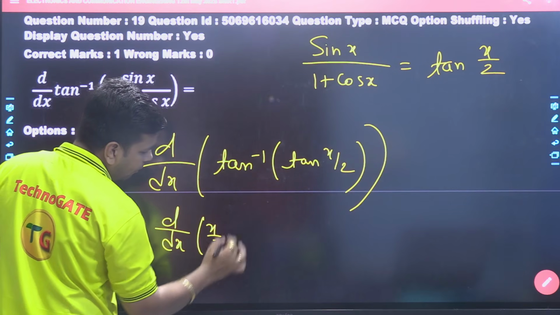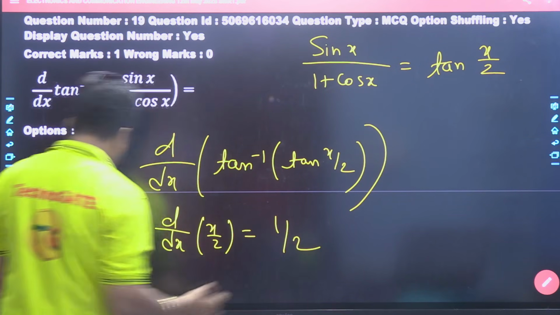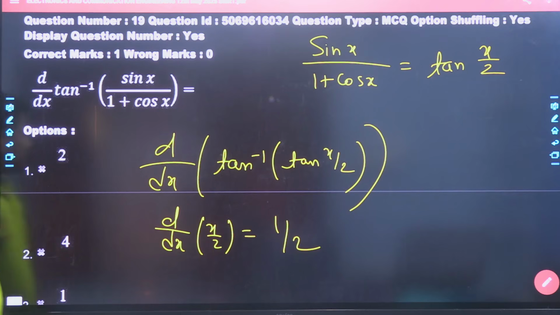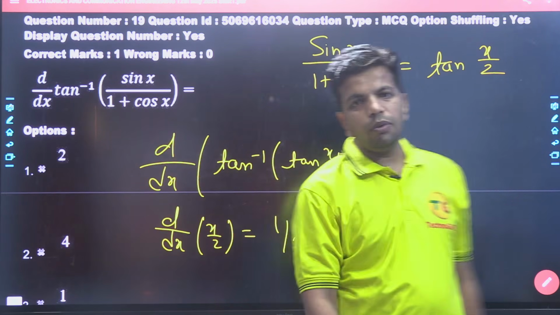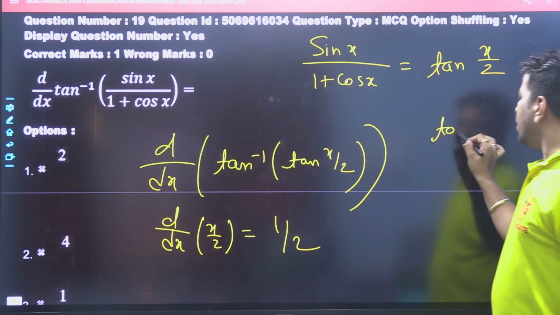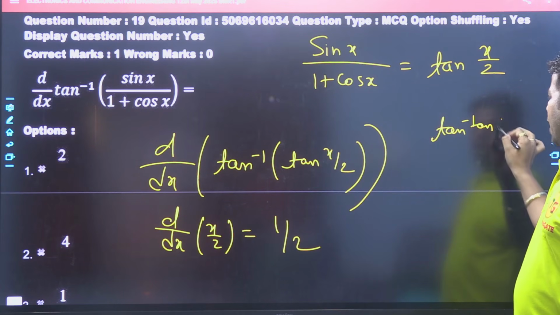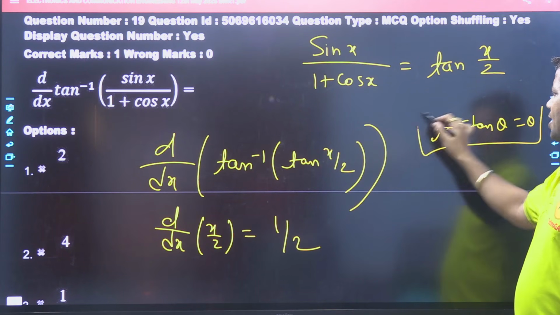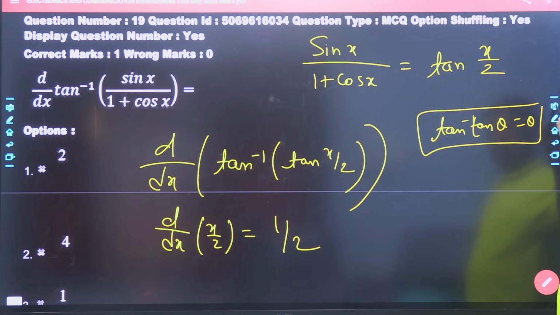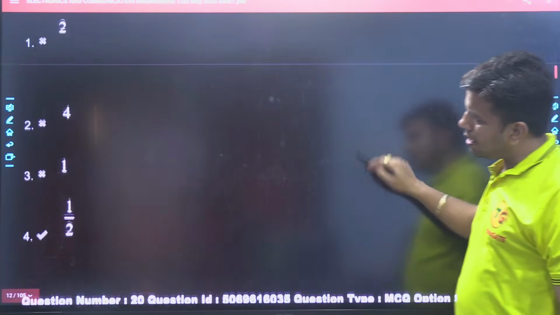And the differentiation of x by 2 is simply 1 by 2. That's it. So 1 by 2 is your answer. The last option, the fourth option, 1 by 2. So you always remember that point: tan inverse tan theta is simply theta, nothing else. Because of that, you can go with the answer 1 by 2.